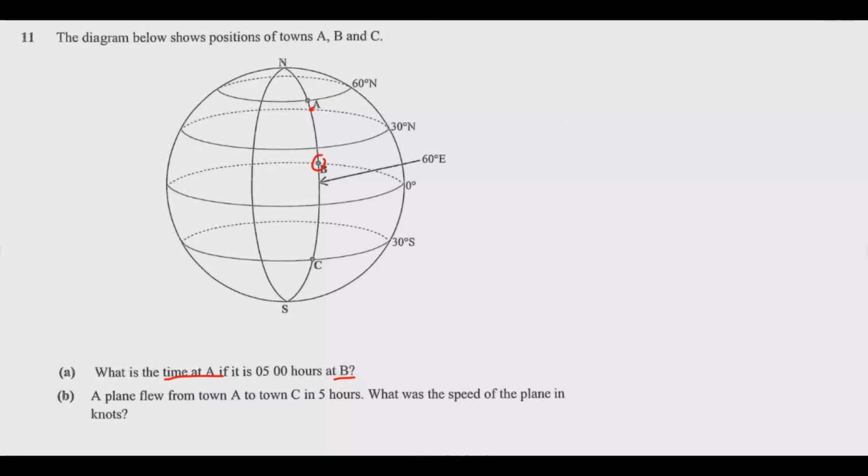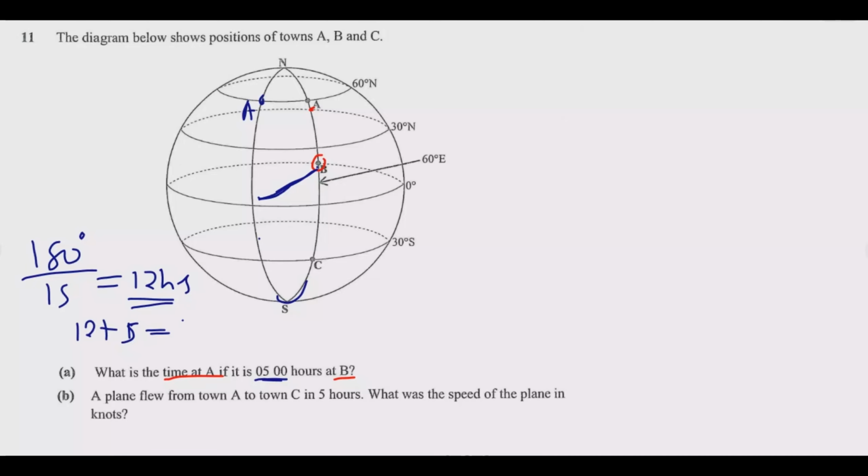For example, if A was meant to be here, because these are opposite of each other, they are going to be 180 degrees opposite each other. Each 15 degree difference is 1 hour, or each degree is 4 minutes. So we divide 180 by 15 and get 12. That 12 hours is what we add here: 12 plus 5 gives you 17 hours.